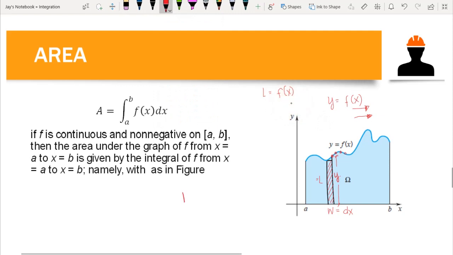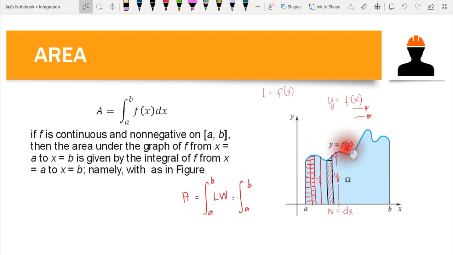So our area, the area of the rectangle, is length times width, correct? And since we divide the region into very small rectangles, we then sum up the areas of these rectangles to approximate the area of this entire region. So we have the integration with the limit from a to b, and our L here is the function of x, since that is our height, and our height is changing with respect to the change of its x coordinate, or its location.